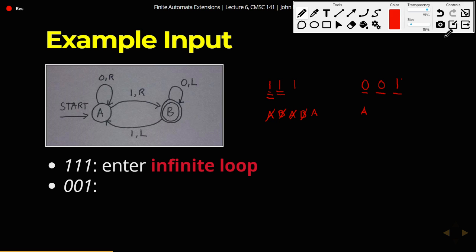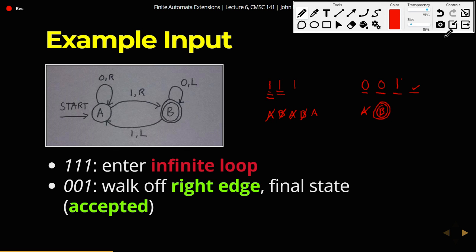So we now have input symbol 1. Now, A on 1 will go to B and move to the right. So we're now in B, and we'll move to the right, which is here. So we have finished processing it. And did we arrive at the final state? Yes, we have, because B is a final accepting state. So we have walked off the right edge of the input, and we arrived at the final state. So this string is actually accepted, 001.